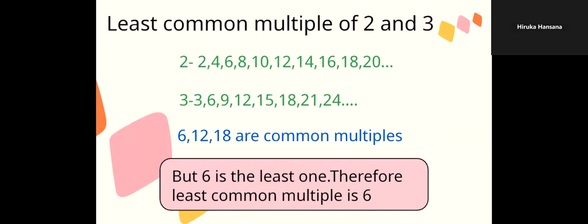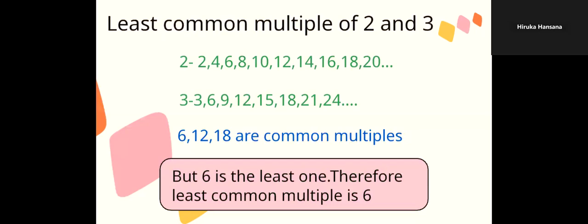You can write 2 into 1 is 2. 2 multiplied by 1 is 2. 2 multiplied by 2 is 4. 2 multiplied by 3 is 6. 2 multiplied by 4 is 8. 2 multiplied by 5 is 10. And so on, you can keep on writing multiples of 2. You can write an infinite number of multiples.